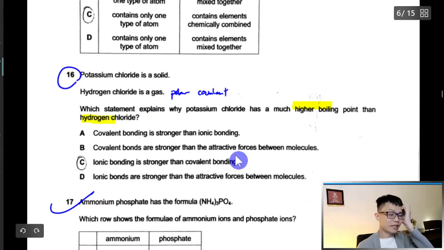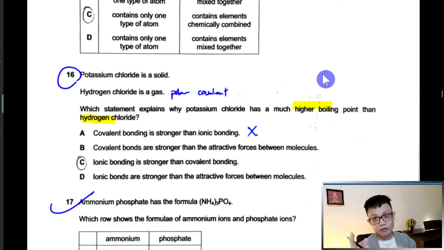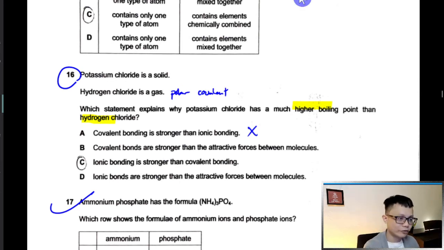So actually I'm thinking about the answer. Okay, let's look at A. A of course is wrong. Covalent bond is stronger than ionic? No, actually we know that ionic bond is stronger than covalent. Okay, this one is a common thing. I don't want to go too deep, you just remember it if you don't know.